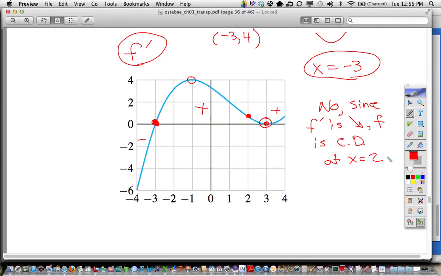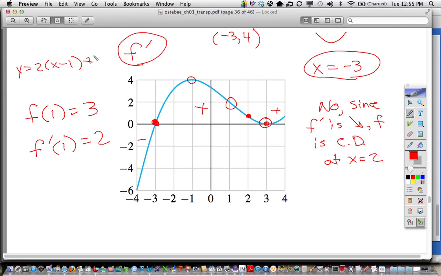And then number 45, equation of tangent line. They give you the point F1 of 3, so you need what? Which means you need F prime of 1, right? I want you to get used to that notation. Well, F prime of 1 is just this point right here, right? Which is a 2. So now all you do is y equals 2, x minus 1, plus 3, and there's the equation of tangent line.